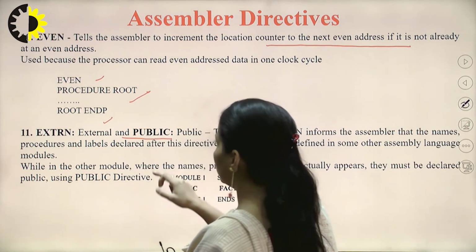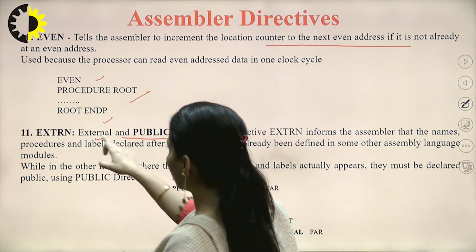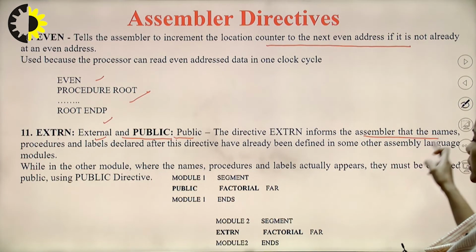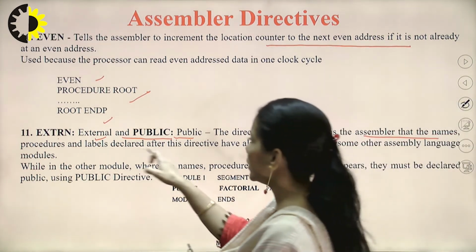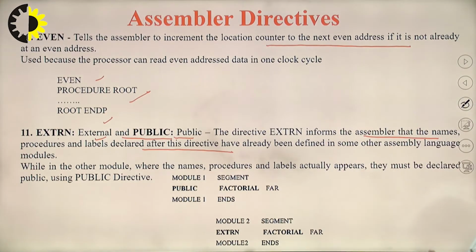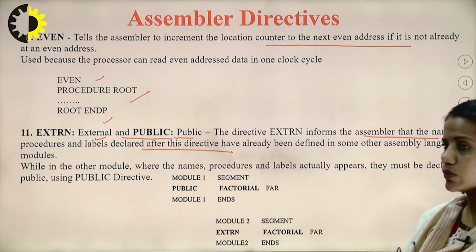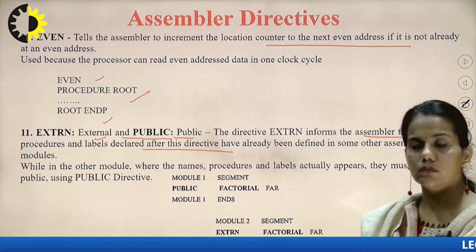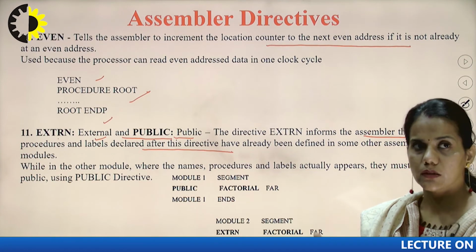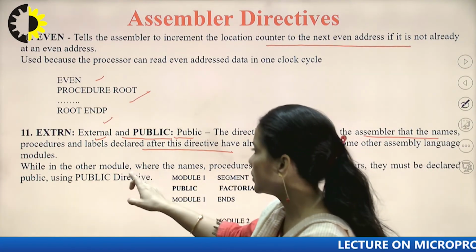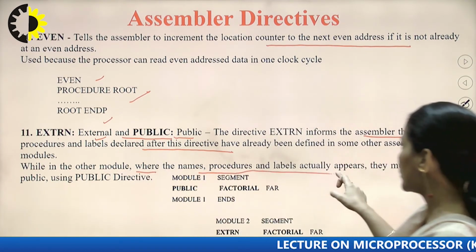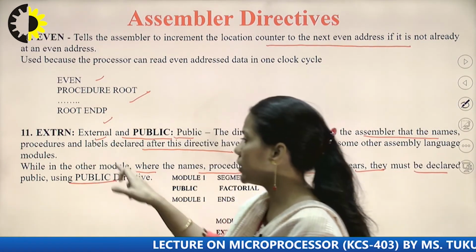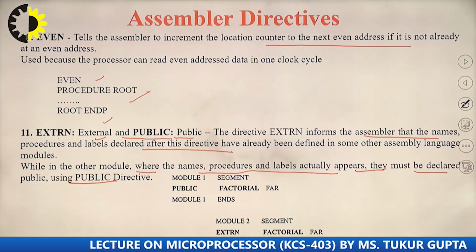EXTERN and PUBLIC. The directive EXTERN informs the assembler that the names, procedures or labels declared after this directive have already been defined in some other assembly language modules. So these are external to the main module, and they are also available with other modules. And the PUBLIC directive is used in the other module, where the names, procedures and labels actually appear; they must be declared public. So in this way EXTERN and PUBLIC are complementary to each other.